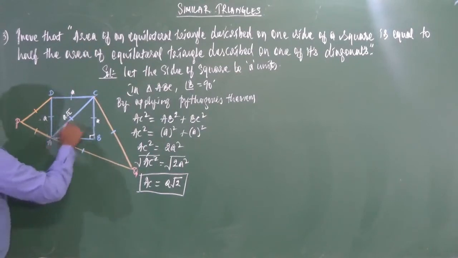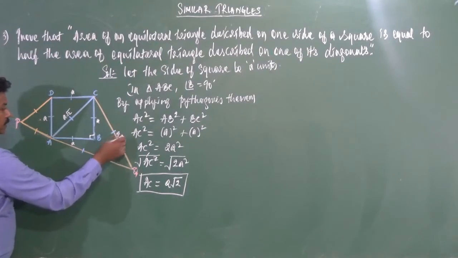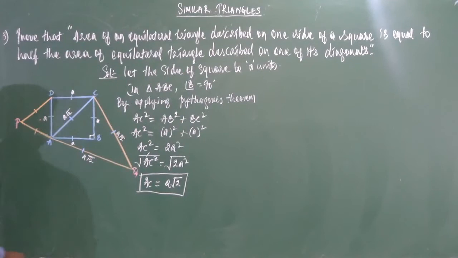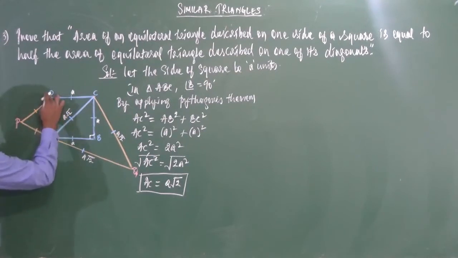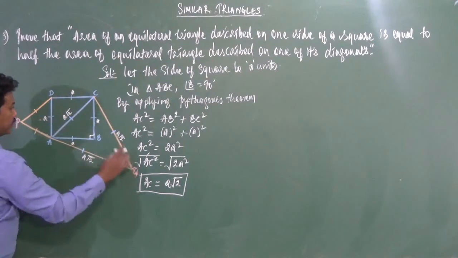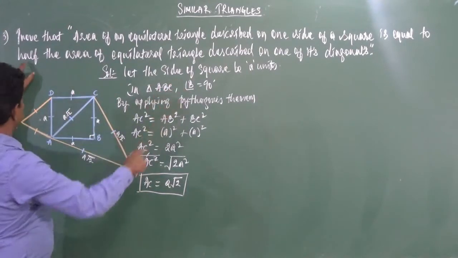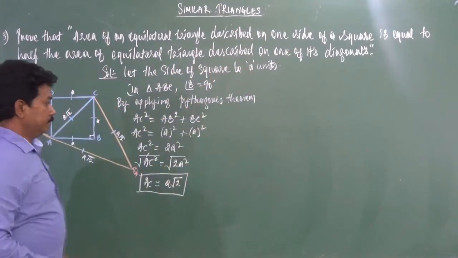Right. So if this is A root 2, then this will be A root 2 because it's an equilateral triangle, and this will also be A root 2. Right. So this is how it goes. So here we have to prove that the area of this triangle is half the area of this triangle. That is, area of triangle DPA is half the area of triangle AQC. That is what you have to prove, half the area of the equilateral triangle described on one of its diagonals.